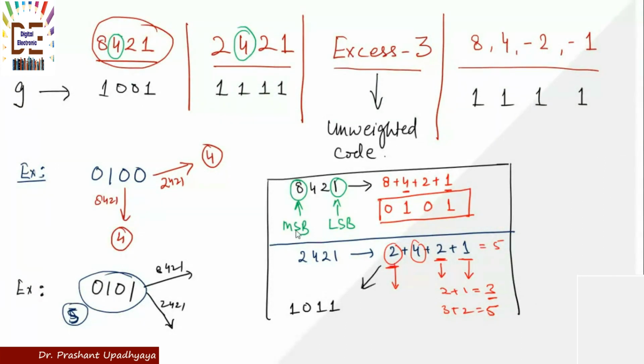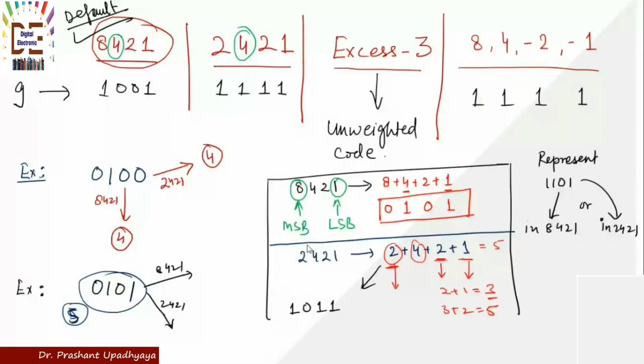Whenever a question is given to you, it will be like: represent 1101 in 8421, or represent 1101 in 2421. The code representation will be given to you. How you are representing the code? By default, if it is not given, then you have this by default.